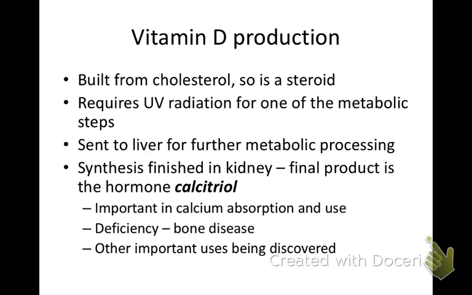In vitamin D production, we talked about this in class already. We know that vitamin D is produced from cholesterol, so it's a steroid. We know that it requires ultraviolet radiation for one of the metabolic steps, and that means it has to happen in the skin. So that's the only place in the body where UV radiation is reliably going to come. So you do the first chemical step of turning cholesterol into vitamin D in the skin, and then it gets into the circulation. It goes to the liver. It's processed a little more. It goes from the liver to the kidneys, and synthesis of the final product is a hormone called calcitriol, and calcitriol is important for calcium homeostasis.